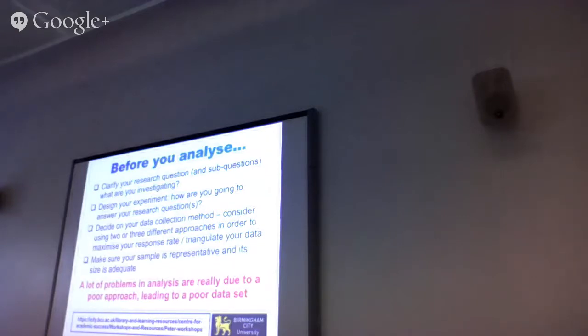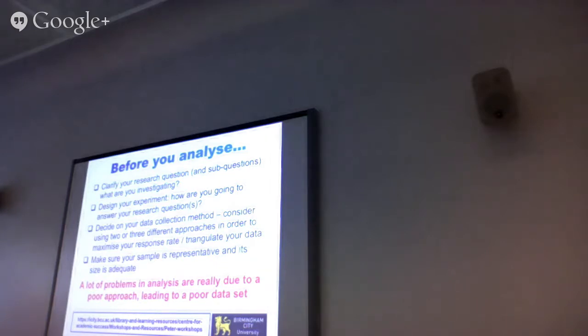So having a research question is a good idea if you can possibly do it. You need to design your experiment in terms of thinking about what variables you have and how you're going to analyze them. So you'll get a few examples in a minute based on this data set. The data collection method, I've suggested using different approaches if you're collecting data.